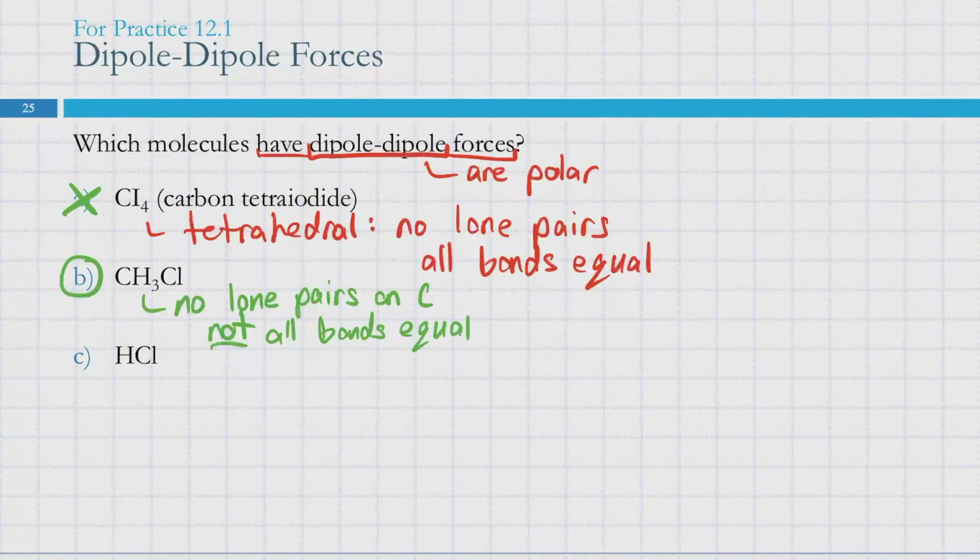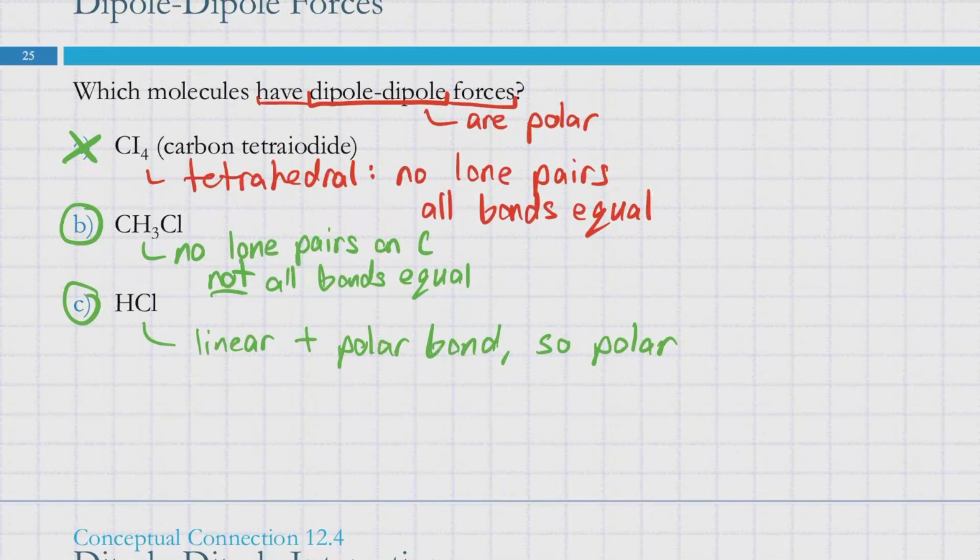So B, CH3Cl, will have dipole-dipole forces. And HCl is linear and has a polar bond. So it's polar. So C will also have dipole-dipole forces. Questions about any of those?